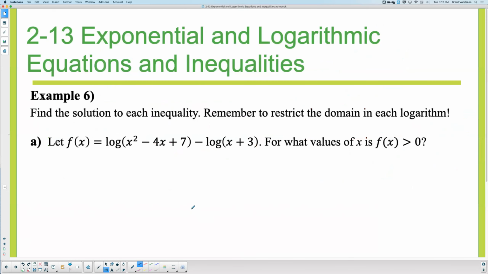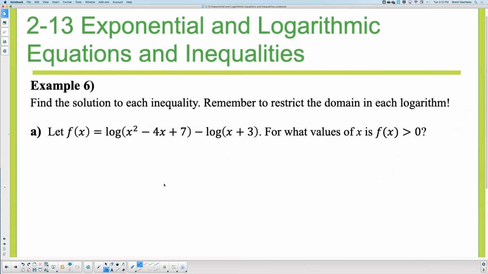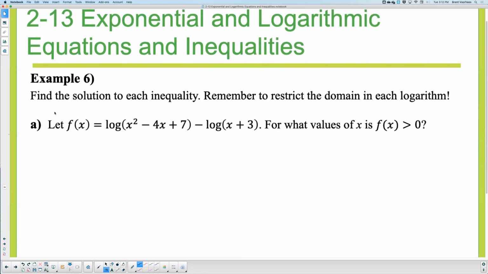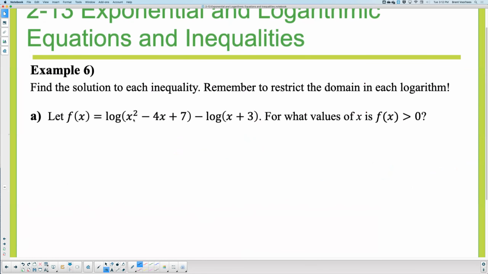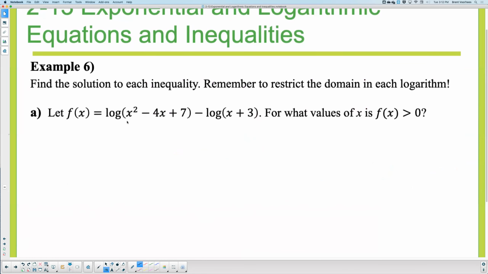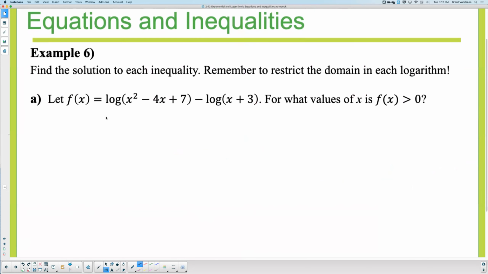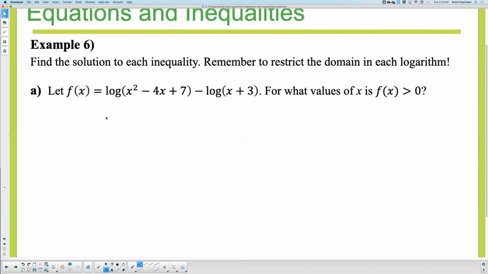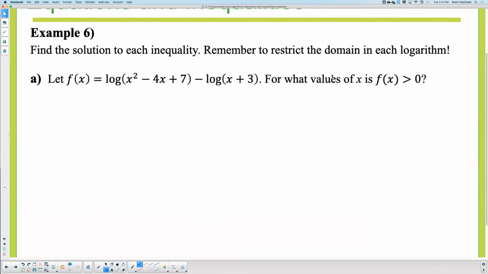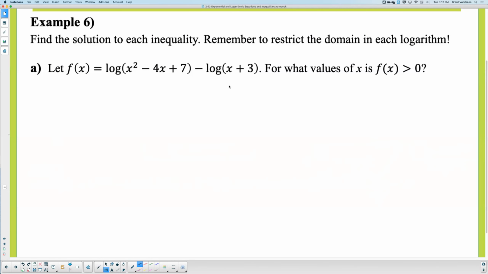All right, let's finish up this lesson. We're going to go to example 6. What we're going to now do is find the solution to each inequality, and I'm going to use a graphing technique. I have a different video you can look up if you want to see the algebra. But what I'm going to do is use graphing here. And it says to restrict the domain on each. I will do that by hand first, to give you an idea.